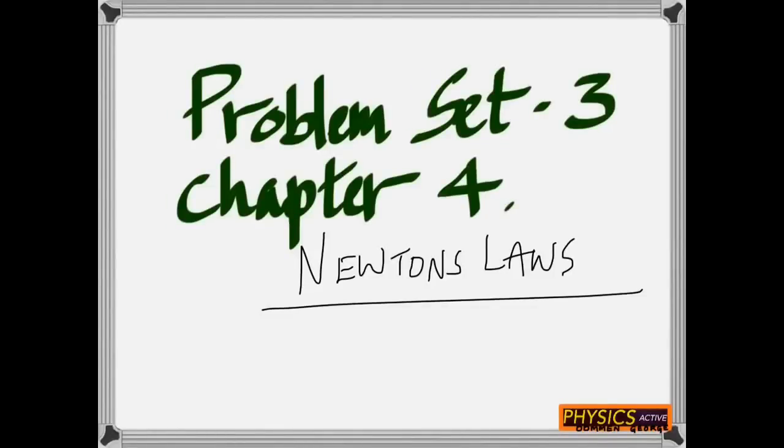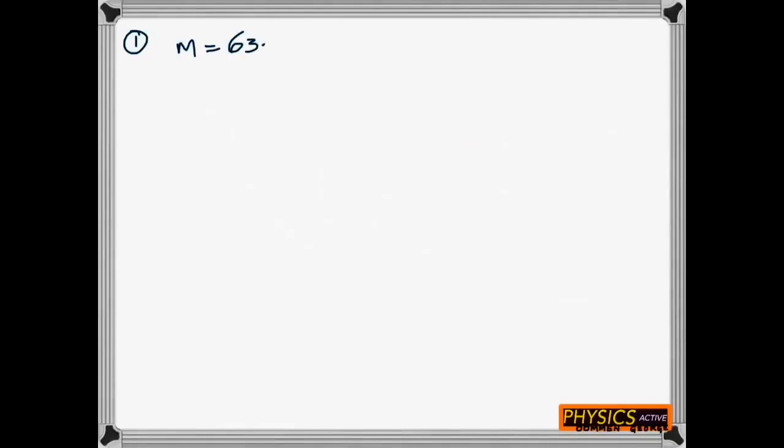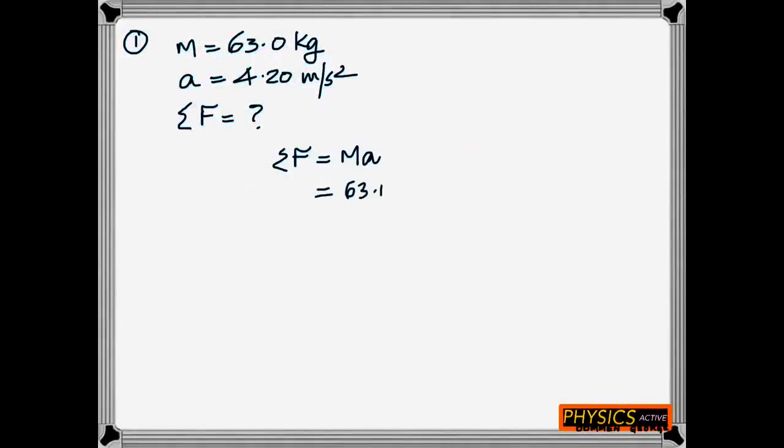The answers to problem set 3, Newton's laws of motion. In question 1, mass given, acceleration given, net force is to be found, and net force is always mass times acceleration. So take the product of the two, you get it as 265 Newton. Remember that net force always means the resultant force, and it's always the product of mass and acceleration.